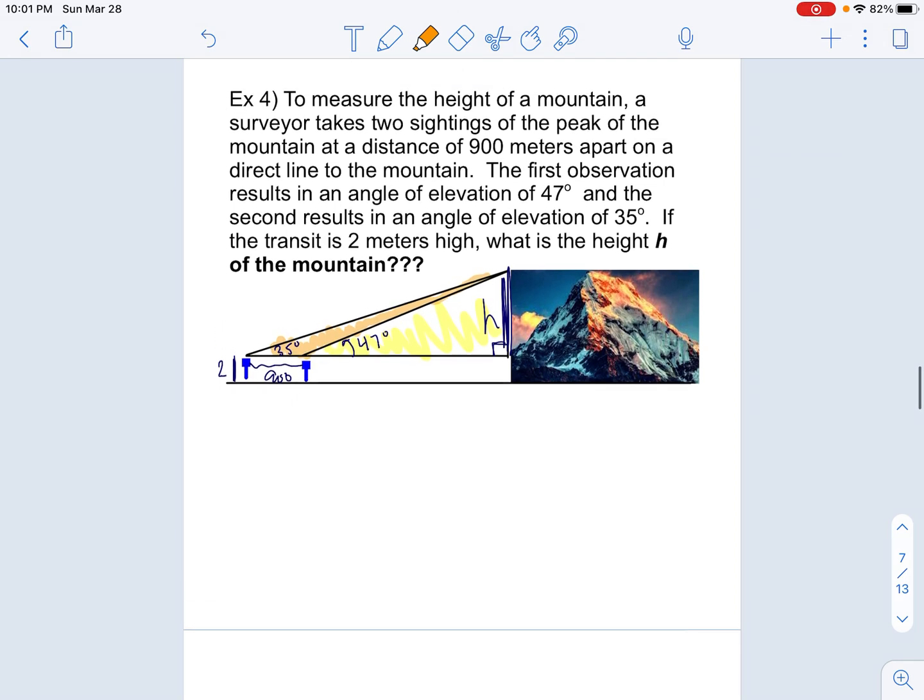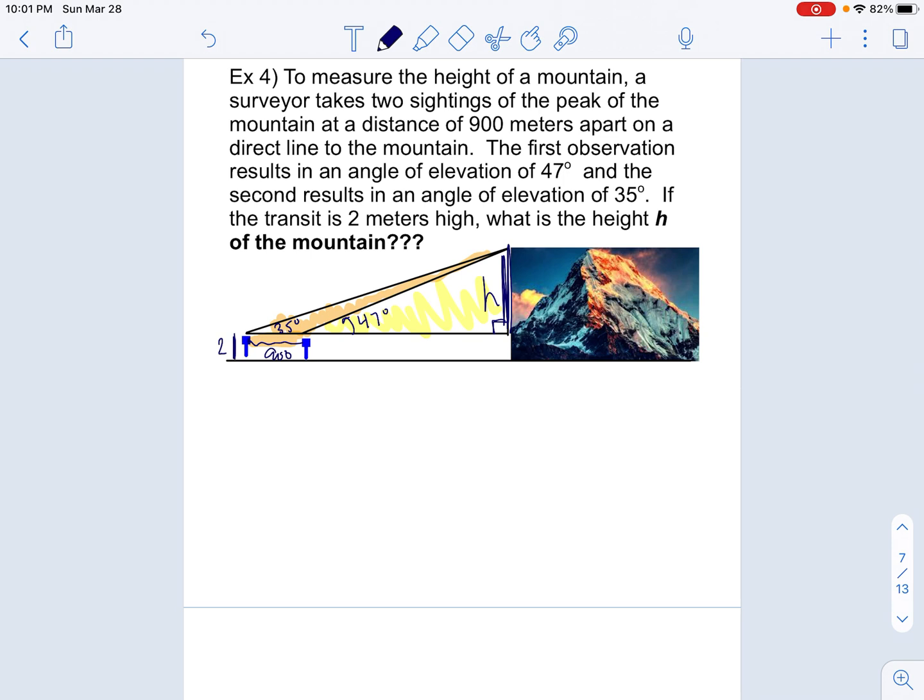And we know that this side length right here down on the bottom is 900. Okay, we also know some more information about that triangle, which we'll talk about in a second. So let's draw those two triangles. So again, I've got a little triangle going here, and then I also have this right triangle over there. So I'm just going to separate those two triangles. I've got the height, I've got 47 degrees, and that's all I know about the yellow triangle. But in the orange triangle, I know this is 900. I know this guy right here is 35 degrees.